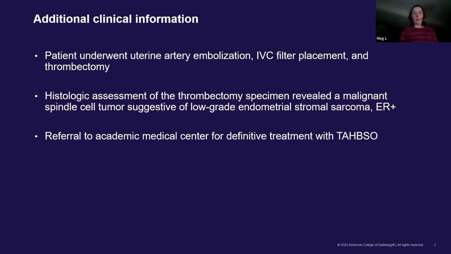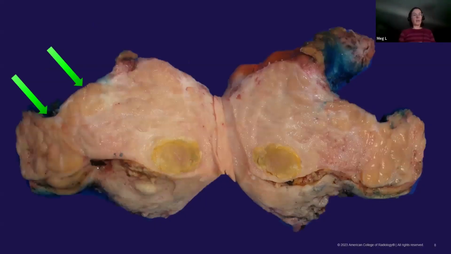So she did undergo uterine artery embolization, IVC filter placement, and thrombectomy, and they analyzed the thrombus, which revealed a spindle cell tumor suggestive of a low-grade endometrial stromal sarcoma, which was ER positive. So then she was referred for more definitive surgery and underwent hysterectomy and bilateral salpingo-oophorectomy.